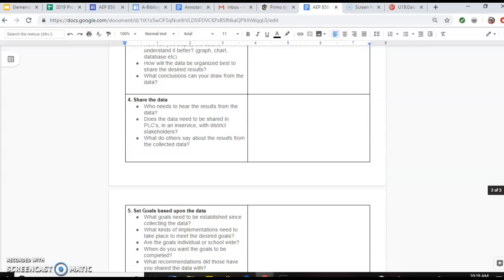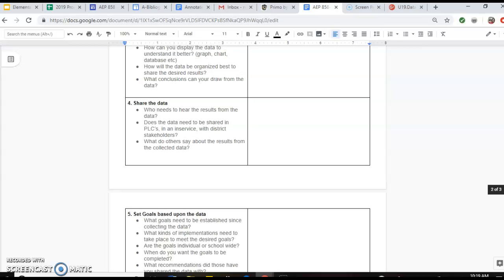Step 4 was share the data. So who needs to hear the results from this data? Does the data need to be shared in a PLC? Do we need to share it in an in-service with district stakeholders? And what do others say about the results from the collected data?